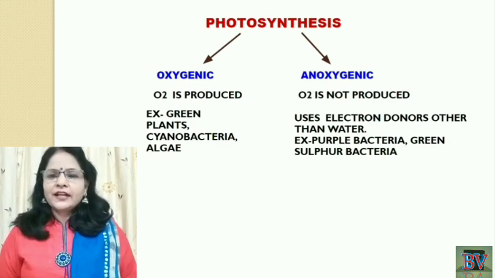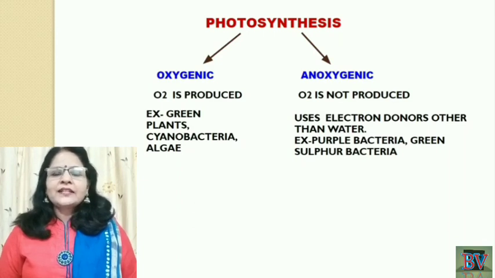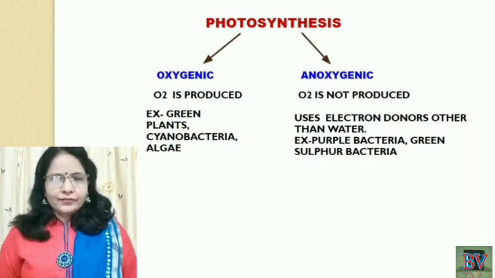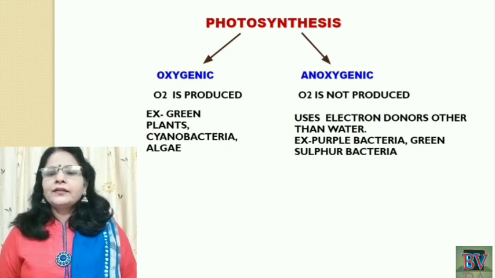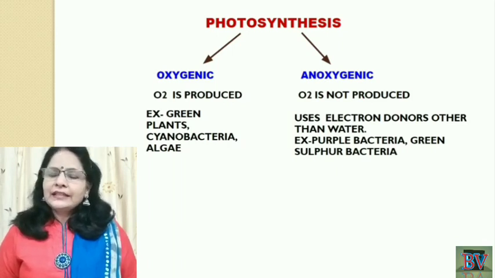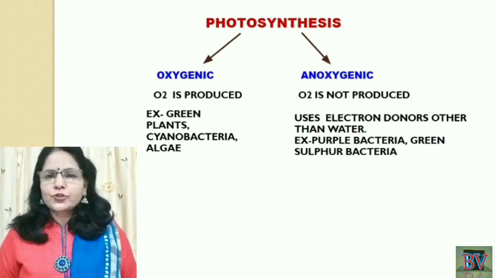These bacteria use electron donors other than water. In oxygenic photosynthesis, green plants generally perform this function and oxygen is released from water after the process of photooxidation of water. But purple bacteria and green sulfur bacteria utilize some other electron donors.